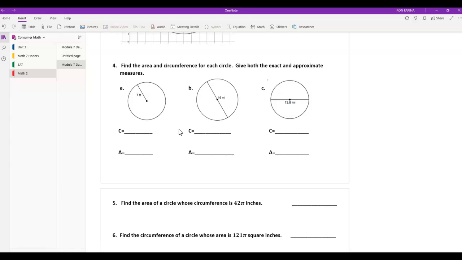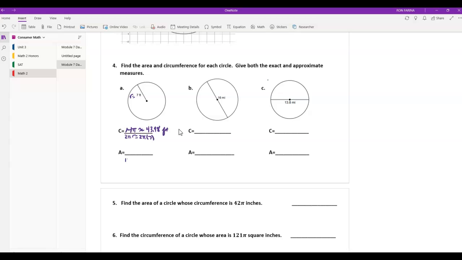Okay, now the next one, find the area and circumference of the circle. Give both exact and approximate. Now here the radius is given, so the circumference, I'm going to do 2 times pi times the radius. So 2 times pi times 7, the exact would be 14 pi. Then the approximate would be 43.98, right? Which would be more like 44. I'll take both. Okay, and remember that's feet.